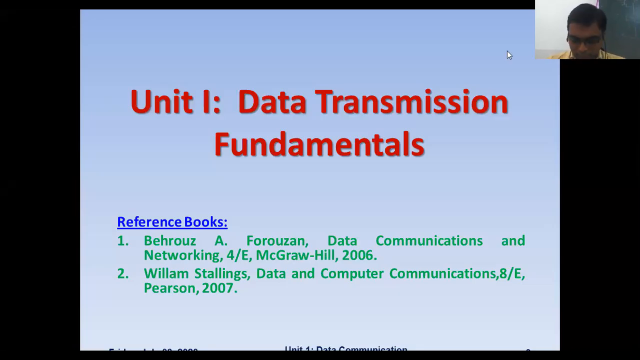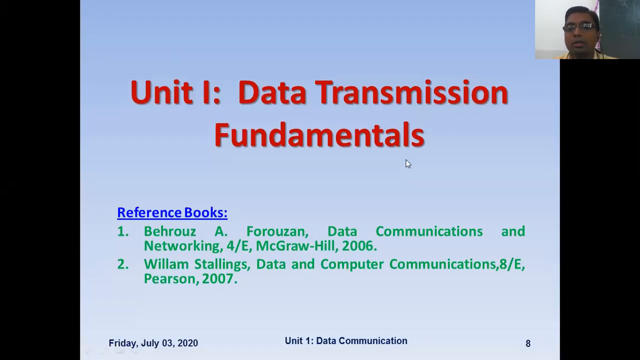So today, as in the last lecture, we have started with the data transmission fundamentals. Today we will continue, but before that, I want to show you the names of the reference books from which I have taken the first unit, which are also given in the syllabus copy of the subject.